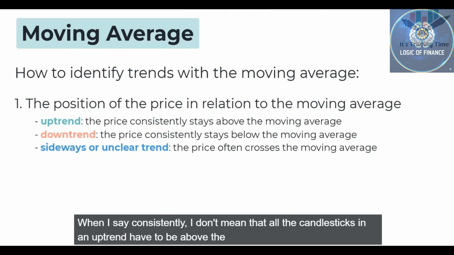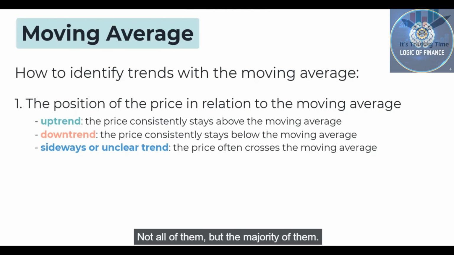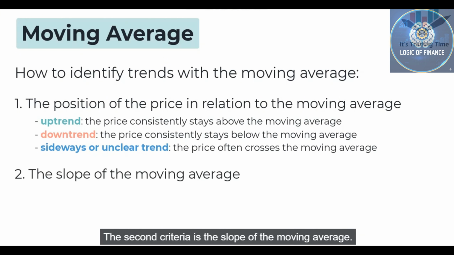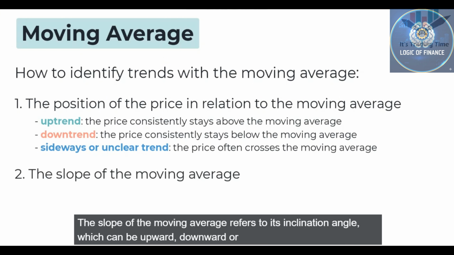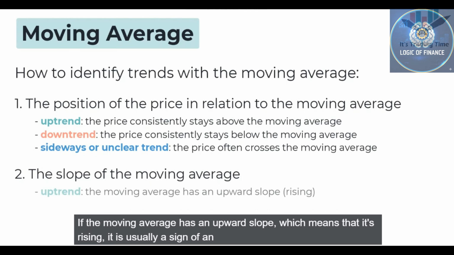When I say consistently, I don't mean that all the candlesticks in an uptrend have to be above the moving average or below the moving average in a downtrend. Not all of them, but the majority of them. So this is the first criteria. We're going to have some examples on the chart very soon. The second criteria is the slope of the moving average. The slope of the moving average refers to its inclination angle, which can be upward, downward, or flat. If the moving average has an upward slope, which means that it's rising, it is usually a sign of an uptrend.